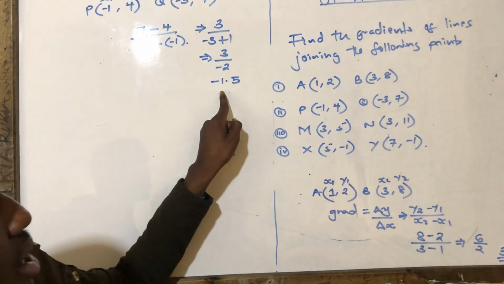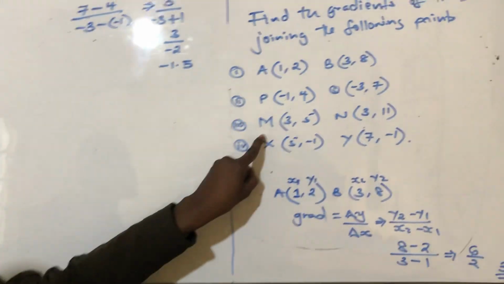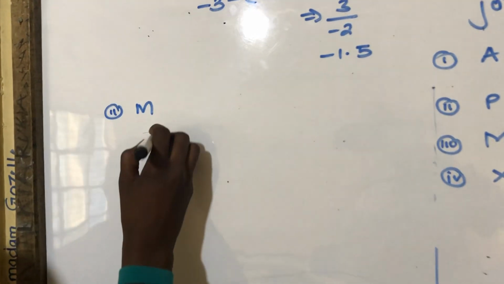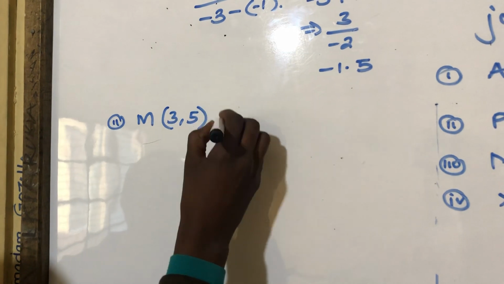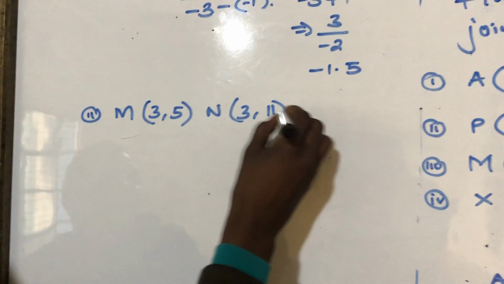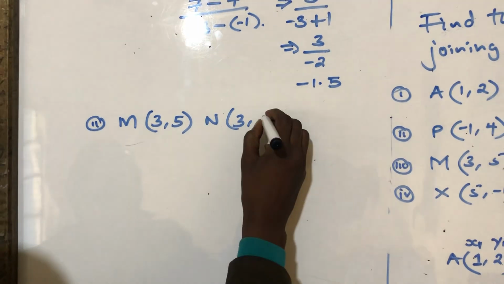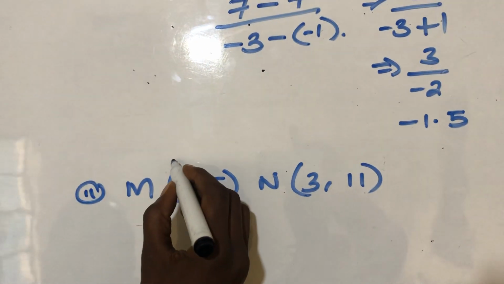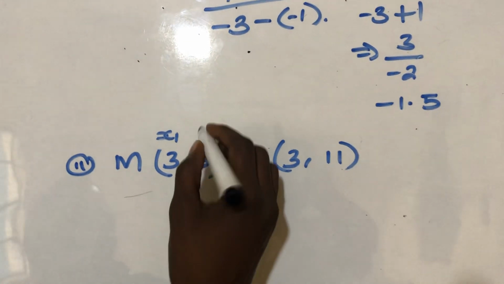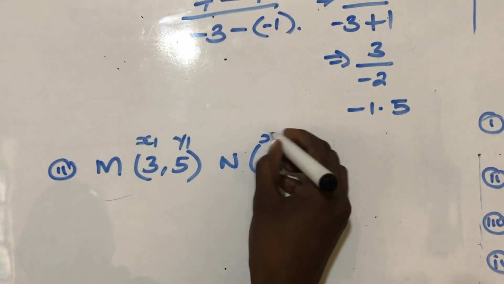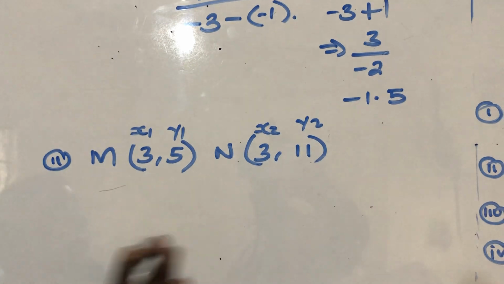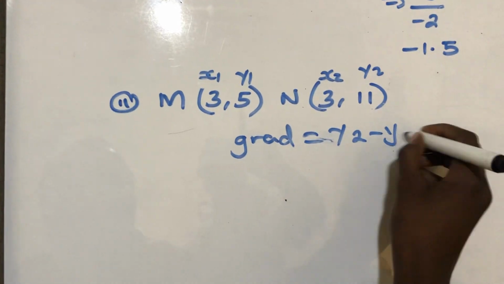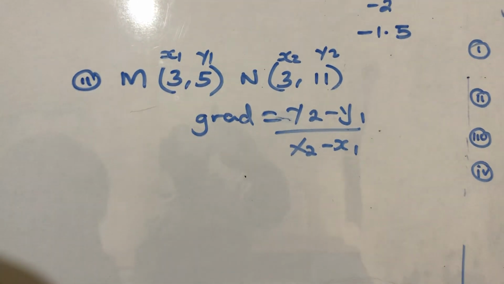I want to take you to the third possibility of gradient. Let's come to the third one. What do we have? We have got a point M, which is 3, 5, and a point N, which is 3, 11. Like we had mentioned earlier on, the first number is the x coordinate. We will label this one here as x1, and this will be labeled as y1. This will be x2, and this other one will be y2. So how do you obtain gradient? Gradient is given by change in y all over the change in x.